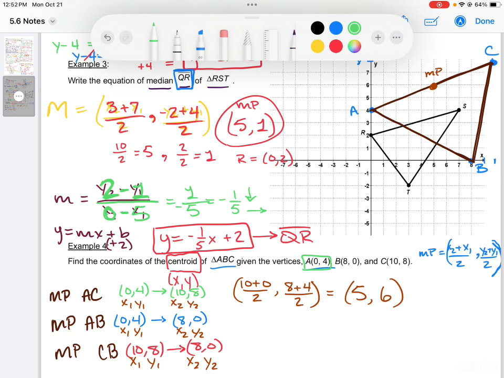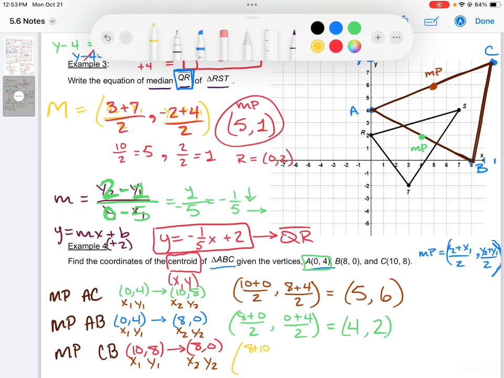That's a midpoint. Next, x2 plus x1 over 2, y2 plus y1 over 2. If I simplify those, 8 plus nothing is still 8, divided by 2 is 4. 0 plus 4 is 4. 4 divided by 2 is 2. So the midpoint of A to B is at 4, 2. That's my midpoint.